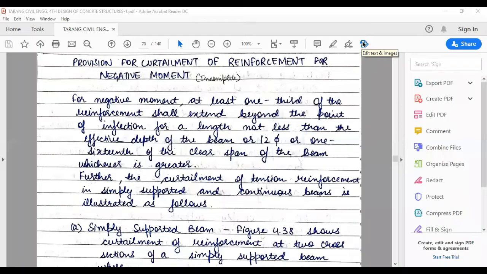Hello guys, welcome back to the channel. In this session, we'll continue with the subject Design of Concrete Structures I, which is in fourth semester. And also we'll continue with the topic curtailment of reinforcement. So we started this topic in the previous lecture. And in this lecture, we'll start with provision for curtailment of reinforcement for negative moment. Please ignore this. This is not incomplete. It is complete actually.